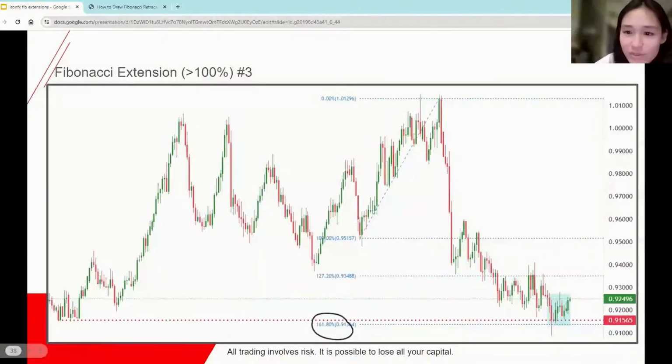So we want to take note of the swing low support at 0.91565 in line with the 161.8% level. Okay, so this makes it a strong support level where price bounced off of. So we'll talk a bit more about combining the different fib methods as well as the support and resistance levels so that it increases the accuracy of your analysis.